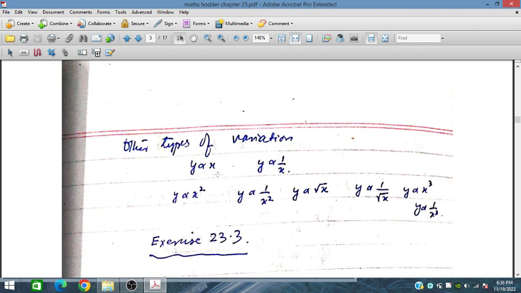Other types of variations may be: y is proportional to 1 over x squared, y is proportional to the square root of x, y is inversely related to 1 over the square root of x, y is proportional to x cubed, y is inversely related to x cubed.